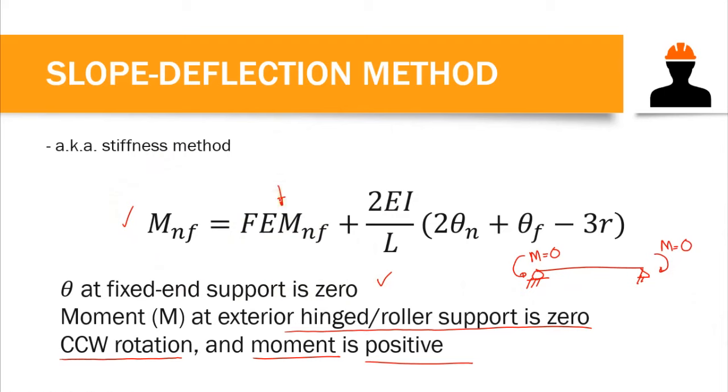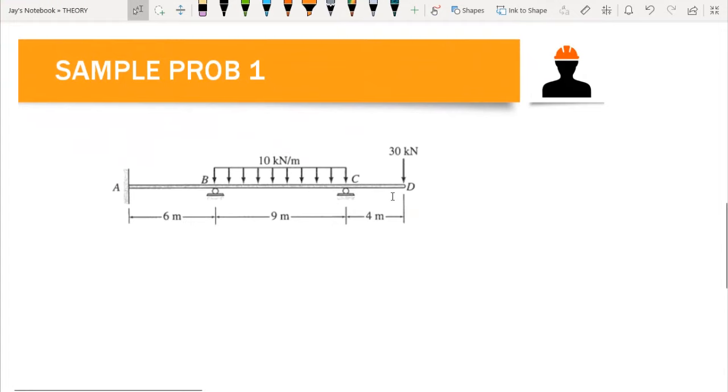Okay, so to better understand the slope deflection method, we will try to solve this problem. So we have this first example. This is an example of an indeterminate structure. As you can see, we have three supports with a total of five reactions. Now, again, we will use the slope deflection equation in computing for the reactions, and we will also draw the shear and moment diagram.